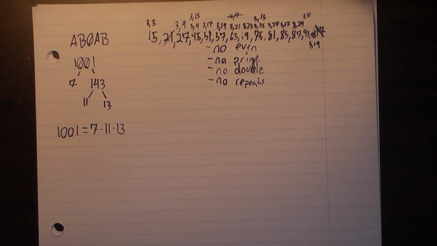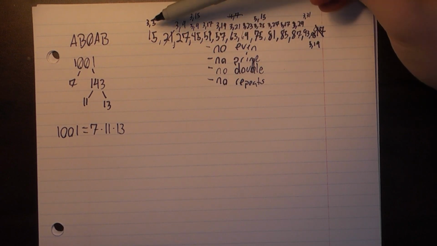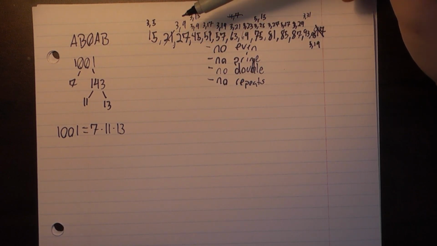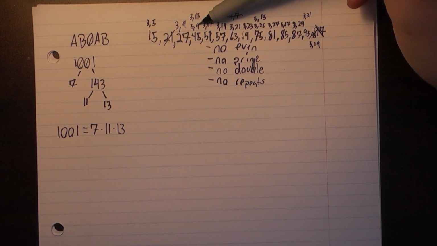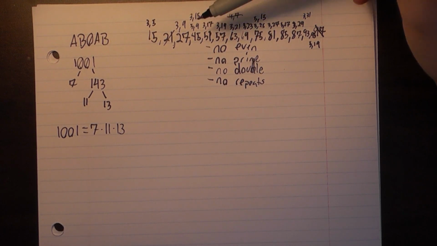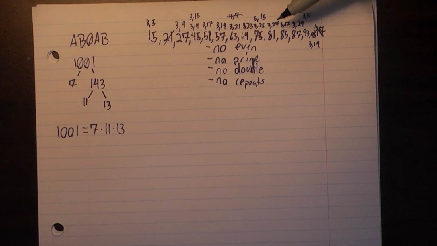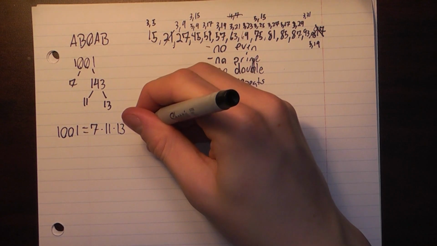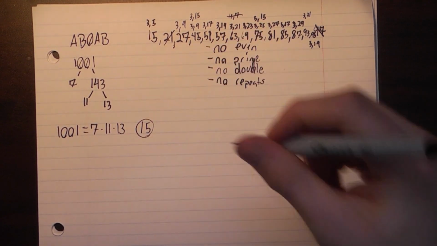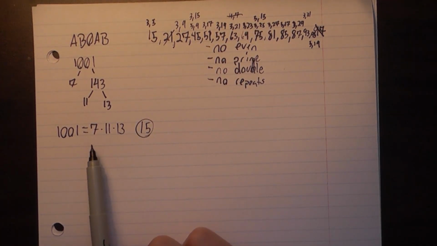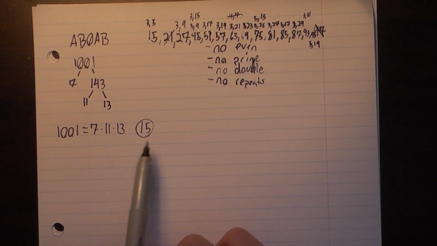So if we count up all of these possibilities, we have 3 times 5, that's 1, 3 times 9, that's 2, 3, 4, because there's 2 for 45, 5, 6, 7, 8, 9, 10, 11, 12, 13, 14, and 15. So there are 15 possibilities, but that's only for 7 times 11 times 13 plus 2 others.